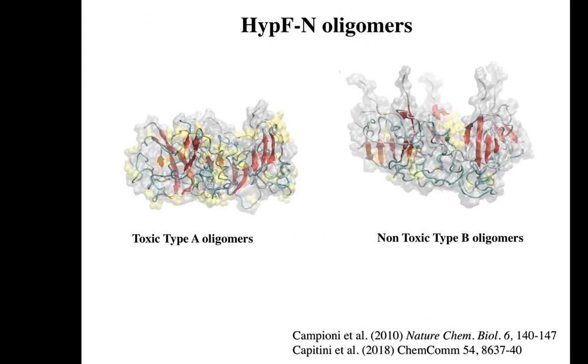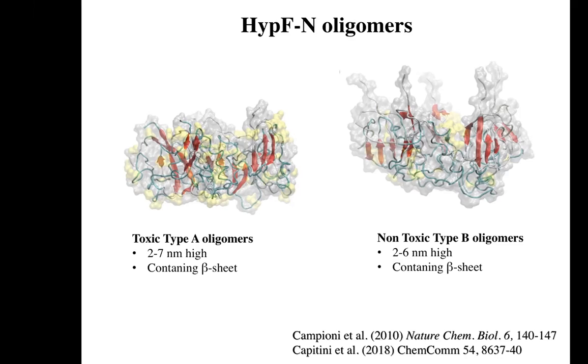And again, to cut a long story short, we did structural work using FRET, using solid state NMR and other techniques. We also used pyrene, and we couldn't resolve the structure of these oligomers because they are heterogeneous, and it's not trivial to resolve the structure of a misfolded oligomer, but we could find important structural differences between them.